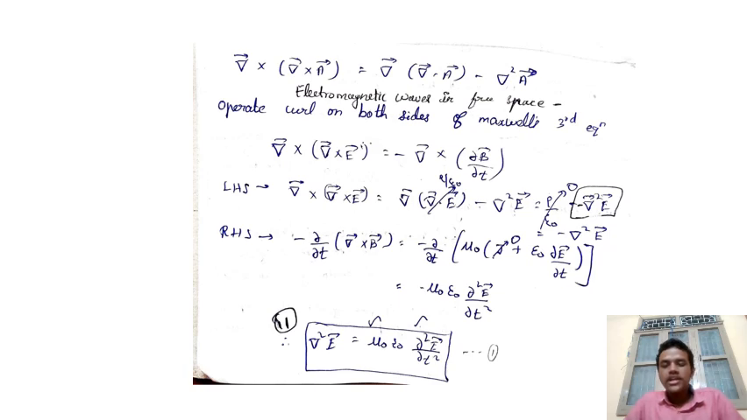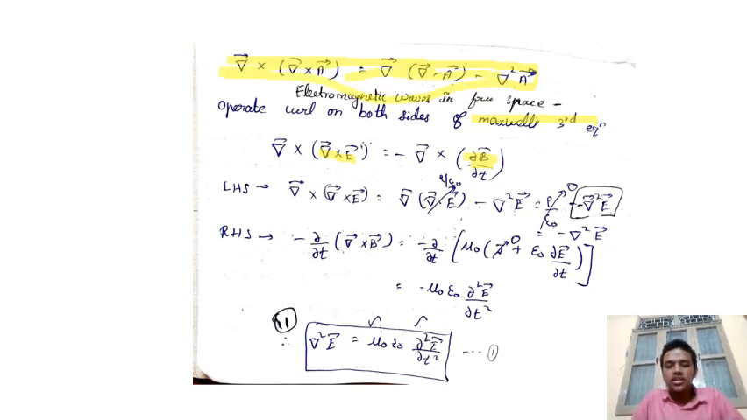Now we write the equations of electromagnetic waves in free space. We operate curl on both sides of Maxwell's third equation, which is curl of E bar equal to minus dou B by dou t. Applying the curl on both sides, on the left-hand side we observe that curl of curl of E bar is equal to gradient of divergence of E bar minus del square E bar. This is from the relations between divergence, gradient and curl, which we already saw.